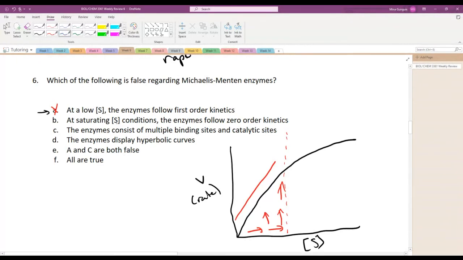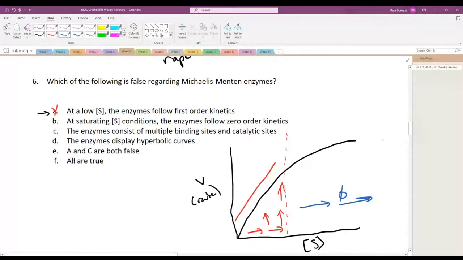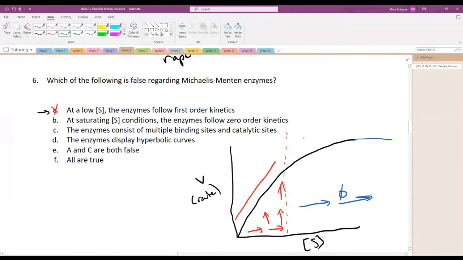At saturating substrate concentration, the enzymes follow zero-order kinetics. So again, let's remember zero-order kinetics. As we increase the substrate, that has no effect on the velocity. No matter how much we increase the substrate, velocity doesn't change. And admittedly, I kind of cut this graph off early. If I had kept it going, it would look like that.